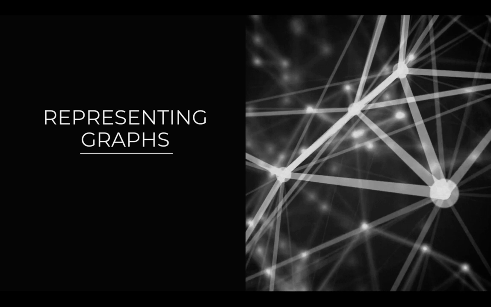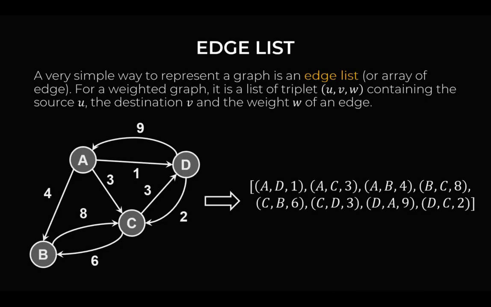Careful consideration should be taken as the choice of data structure can have a huge impact on the performance of some algorithm, as well as the readability of your code. The simplest representation is an edge list, or an array of edges. For a weighted graph, it is a list of triplets U, V, W, containing the source U, the destination V, and the weight W of an edge. In our example, the edge from A to D is represented by the triplet A, D, and 1.